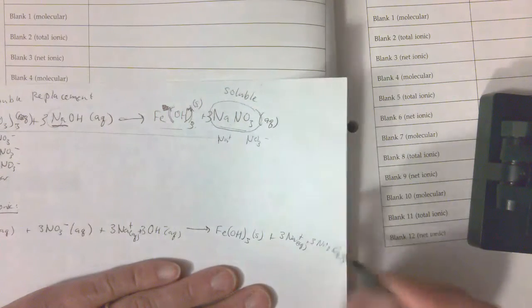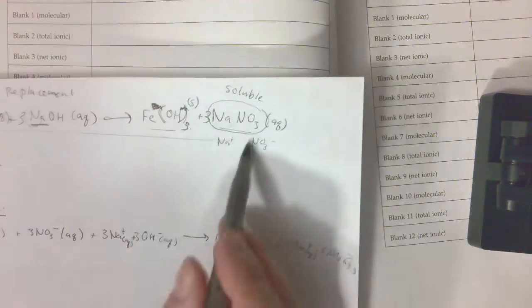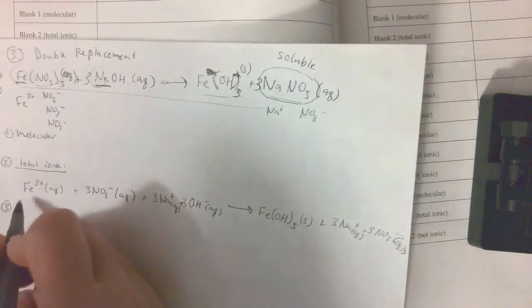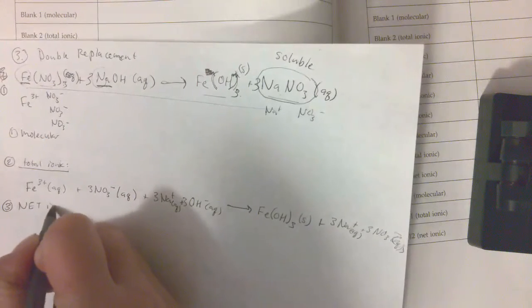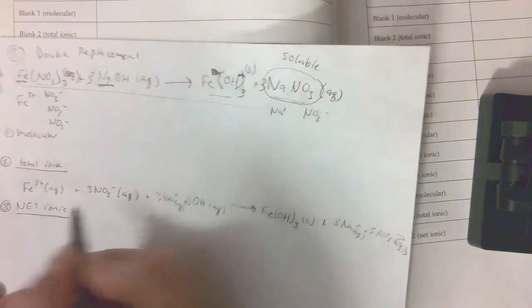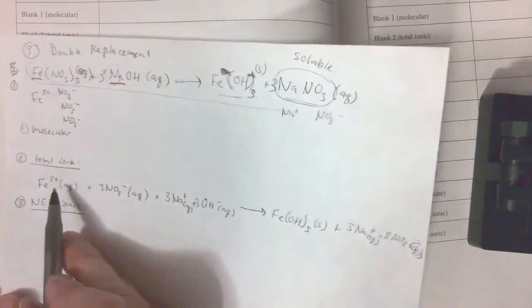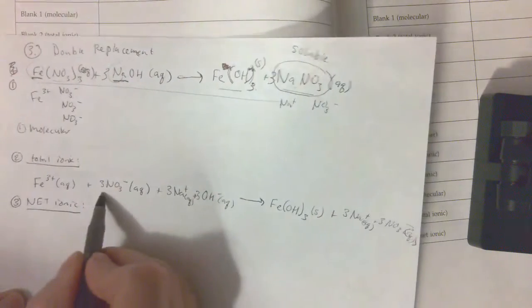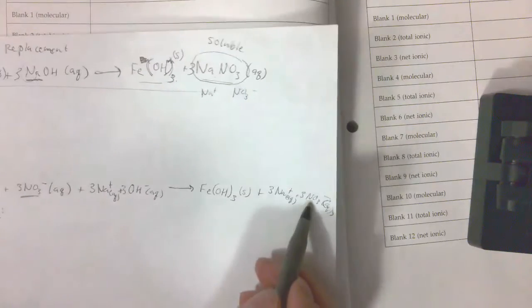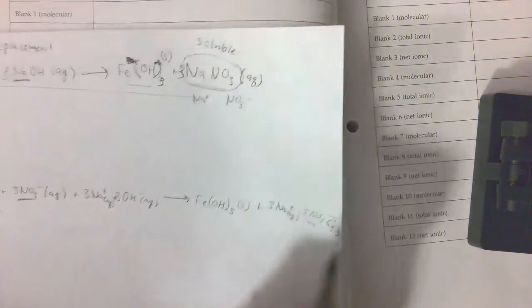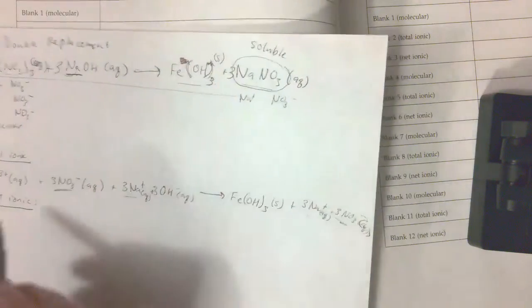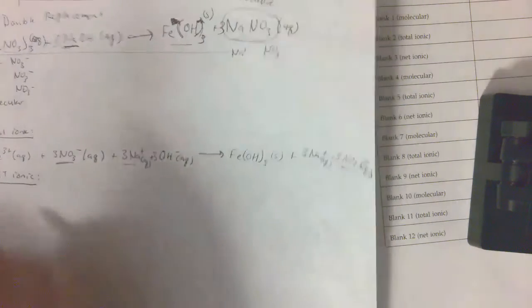Okay, that's a little bit hard to read. So for the total ionic, I break everything into its ions. And then the third step is the net ionic equation. So again, I look at the total ionic equation and I see if it's on one side and it's on the other side, it can drop out. So I have 3 nitrates, and this one's the hard one to read. This 3 nitrates. And if I look back through, I have 3 sodiums and 3 sodiums. So all of those will drop out in the net ionic equation.